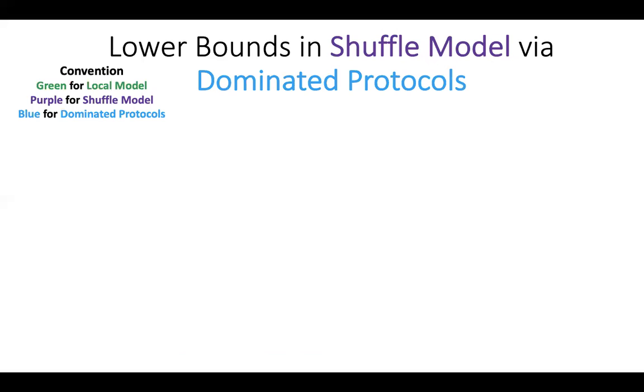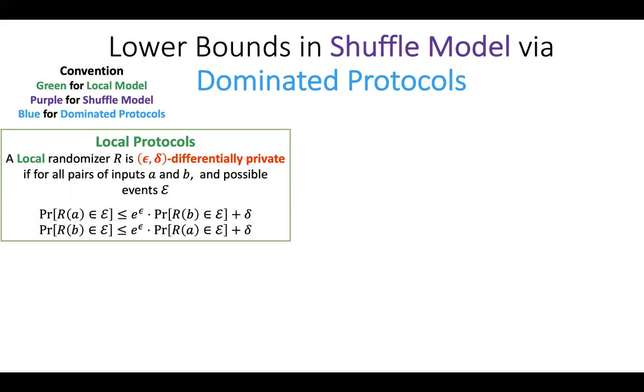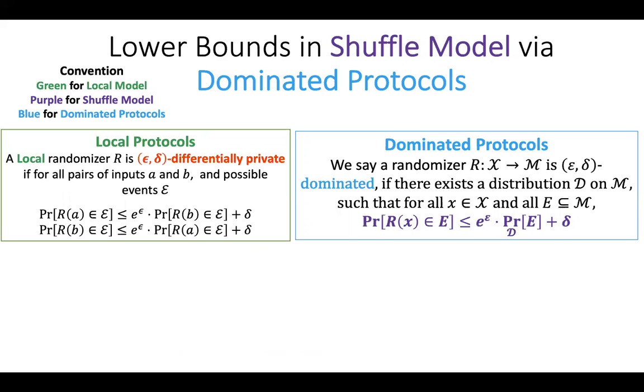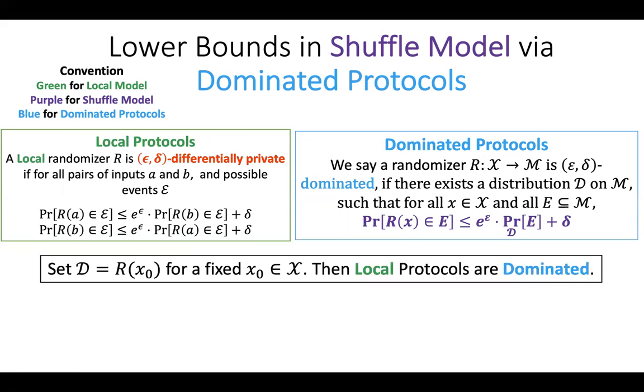Finally, let us talk about how we prove lower bounds via dominated protocols. Recall the definition of local protocols. We consider a notion called dominated protocols, where we say a randomizer R is (epsilon, delta)-dominated if there exists a distribution D such that for all x and events E, the probability of R(x) belonging to E is at most e to the epsilon times the probability of E happening under D, plus delta. Dominated protocols are a special case of local protocols because you can just set D to be R(x0) for a fixed x0 in X. Then the definition of local protocols just implies the protocols are also dominated.